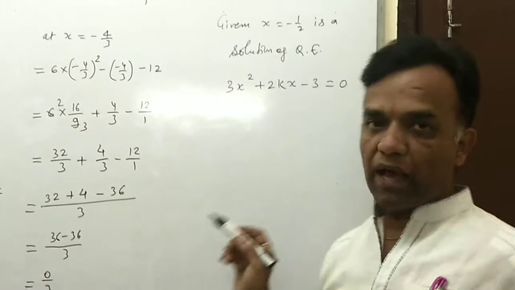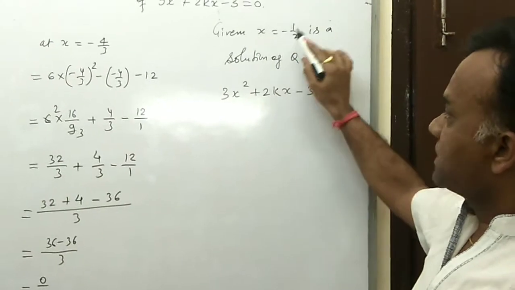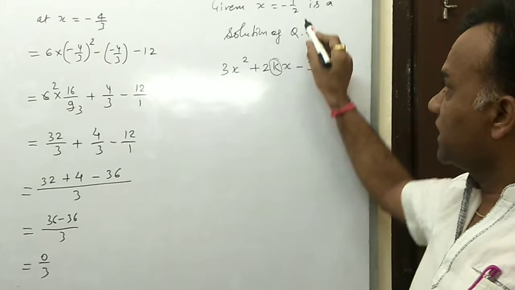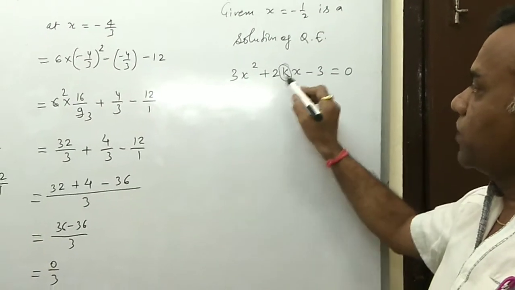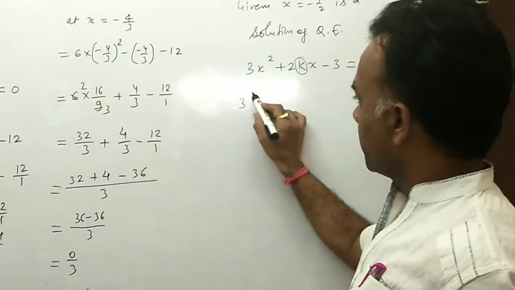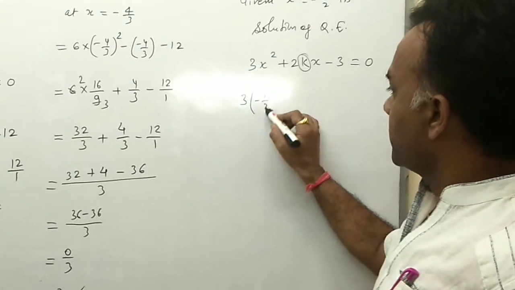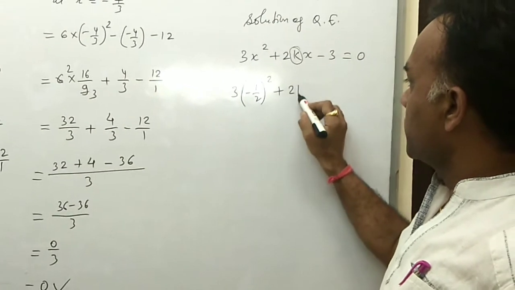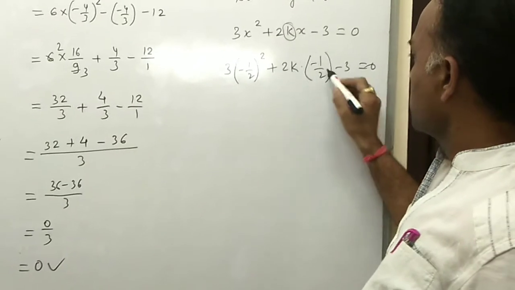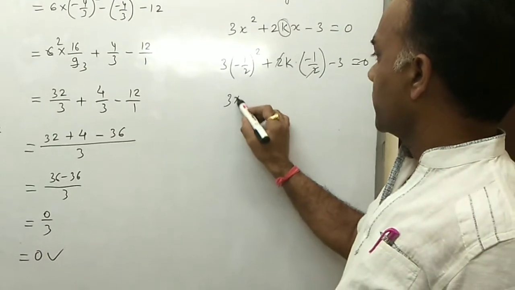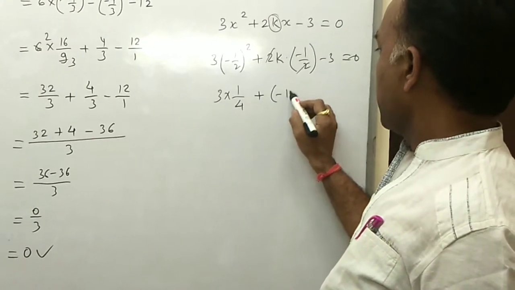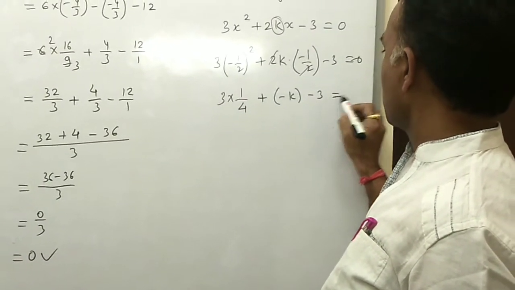Now we have the quadratic equation 3x square plus 2kx minus 3 equal to 0. We know that x is equal to minus 1 by 2 is the solution, but one unknown term is here, so we put the value x equal to minus 1 by 2, then k is unknown, and we find the value of k from here. So put the value of x here, minus 1 by 2 whole square plus 2 into k into minus 1 by 2 minus 3 equal to 0. So 2 cancels out, and now here 3 into 1 by 4 and then minus k minus 3 equal to 0.